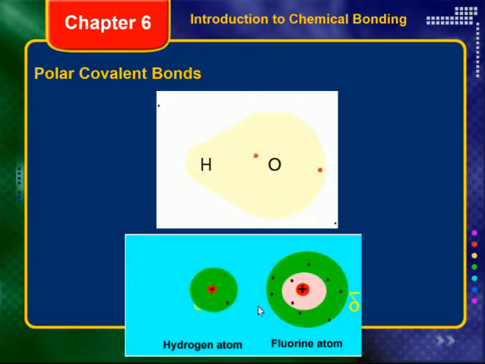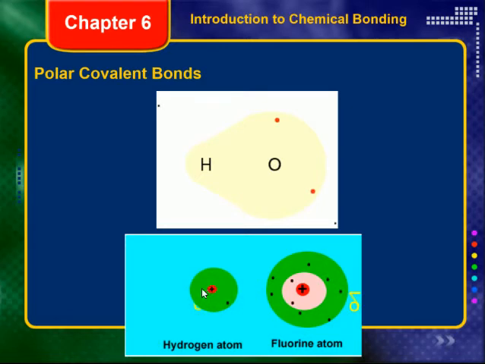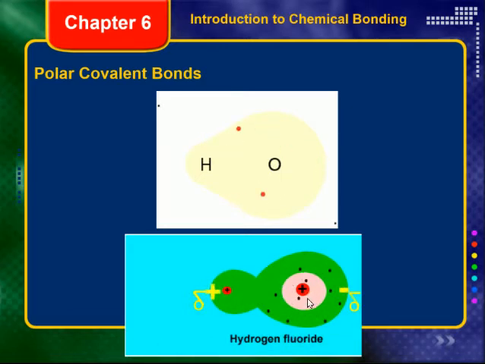We look down here at this animation in the bottom. We have the hydrogen atom, and then we have the fluorine atom. They come together, they form a covalent bond, but it's going to be a polar covalent bond because fluorine is much more electronegative than hydrogen. Just like in this animation up top, the electrons that are also owned by hydrogen are still owned by hydrogen, but they spend more time around fluorine.